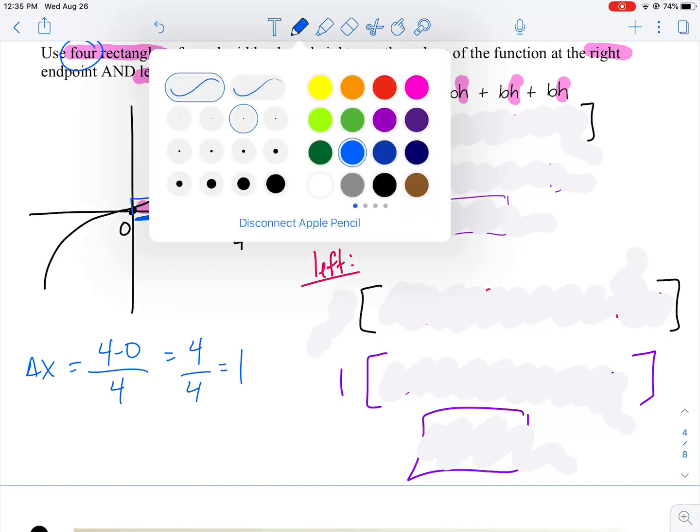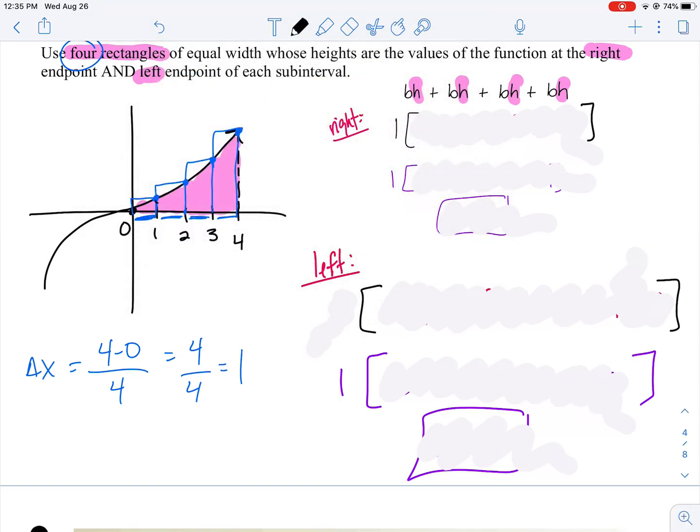If I'm looking at my first rectangle, I know that the height represented this height right here, the y value when x was 1. My second rectangle had this height. This was a height when x was 2. My third rectangle had a height here. This is a y value when x is 3. And my last one had a y value, a height, when x is 4.